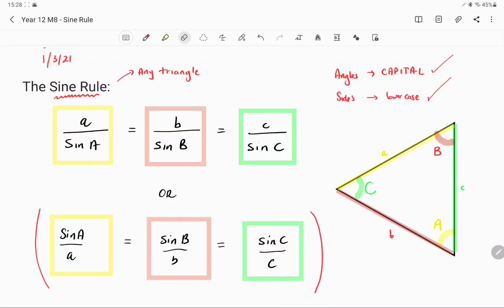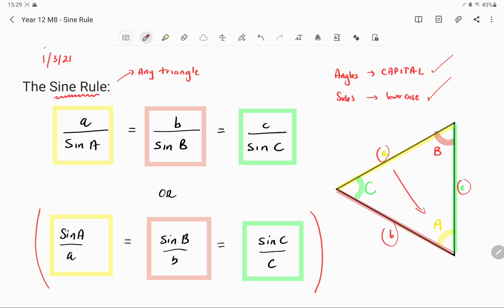The 1st of March, we will be looking at the sine rule, and we'll be properly starting it with a few questions. So the sine rule involves any triangle. It doesn't have to be a right angle triangle, and it's important to note how we label our triangle. So we label our sides small a, small b, and small c, and the angles that are opposite those sides, we'll call them capital A, capital B, and capital C.